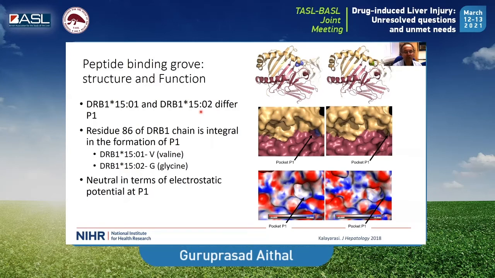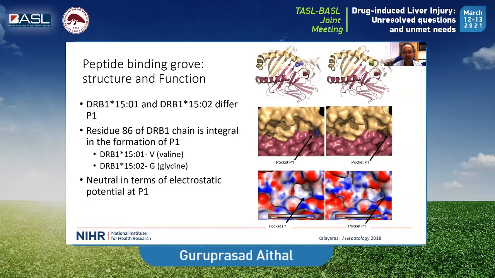So we looked more at the structural differences between 1501 and 1502. If you look at the structure, this one is 1501, this one is 1502. And this is the peptide binding groove in 2D. You can see this is where the amino acid is, not much different. This is the peptide binding groove in 3D. You can see this purple patch here and a green patch there is pocket 1, where the peptides bind. That is where the variation in the one amino acid exists. But overall, the shape of the groove hasn't changed very much.